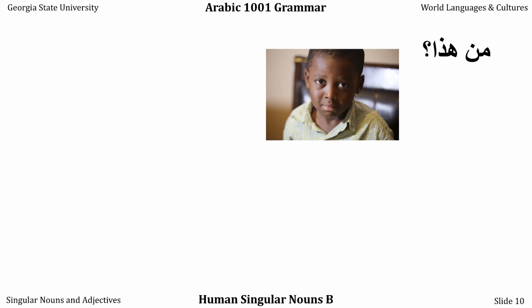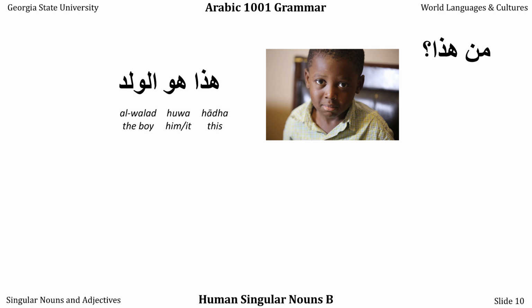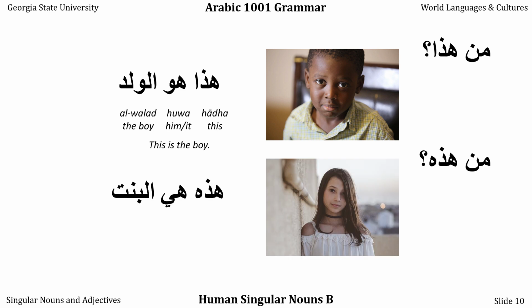Men hadha, we can say hadha huwa al-walad. Hadha is this, huwa is him or it or he, al-walad is the boy. So now we're saying this is the boy. Men hadhihi, hadhihi hiya al-bint. This is her, the girl. Or in English, this is the girl.